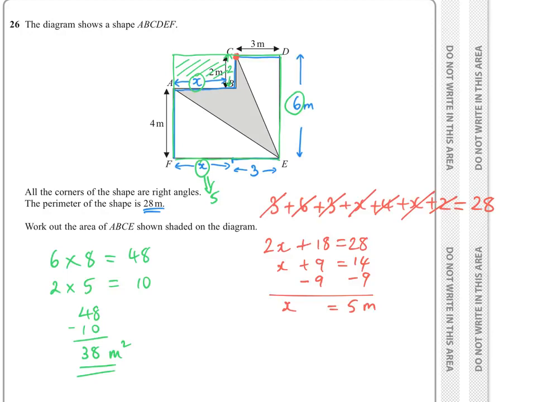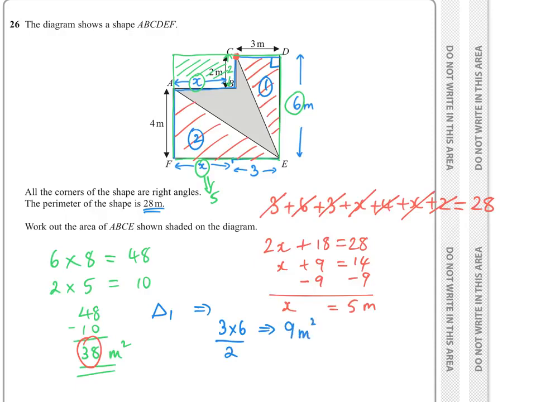But I want the shaded part. So I hope you can see this. I'm just going to quickly find the area of these 2 right angled triangles, take it away from 38, and that will be the shaded part left for me. So if I call this 1 and 2, so triangle 1, well that's going to be base. It doesn't matter which base we choose because they're at right angles. So I'm going to do 3 times 6 and then halve it, because it's base times height divided by 2, which is 18 over 2, which is 9 meter squares.